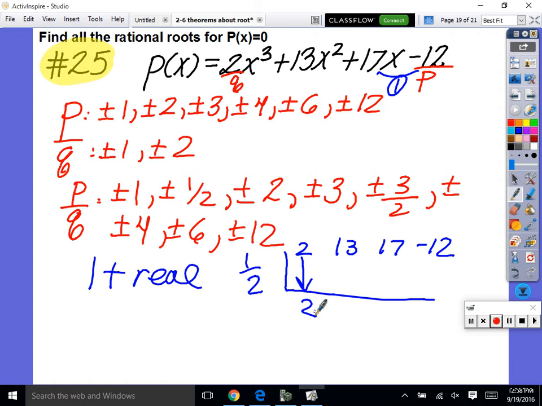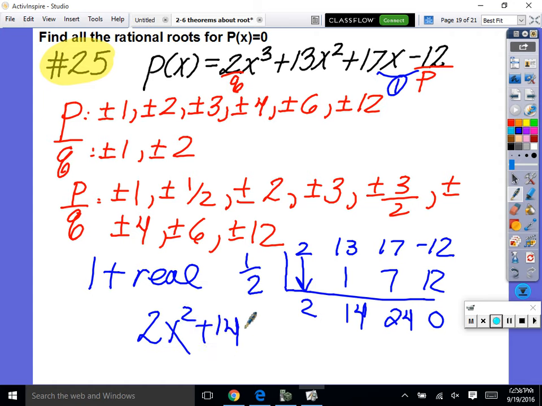So we drop down 2. 2 times 1/2 is 1. Add straight down is 14 times 1/2 is 7. Add straight down. 24 times 1/2 is 12. Add straight down 0. So this one's not too bad. Look, remainder, constant, x, x squared. So we have 2x squared plus 14x plus 24 equals 0.